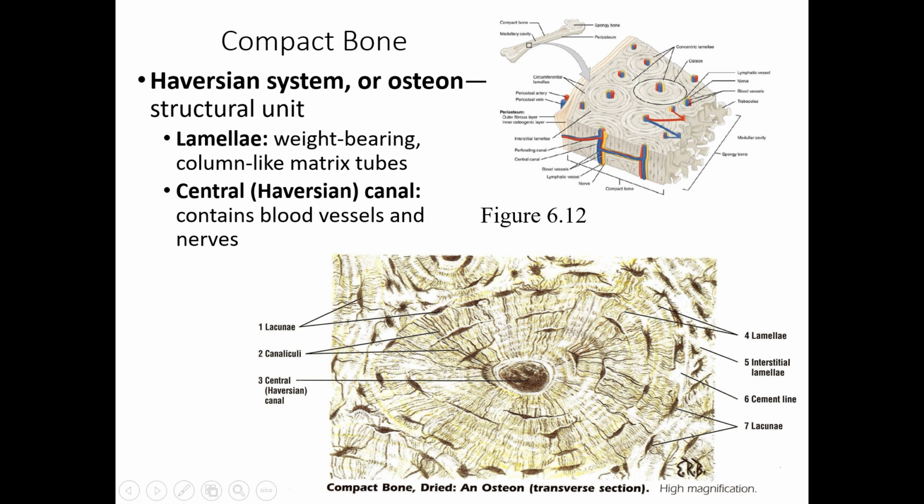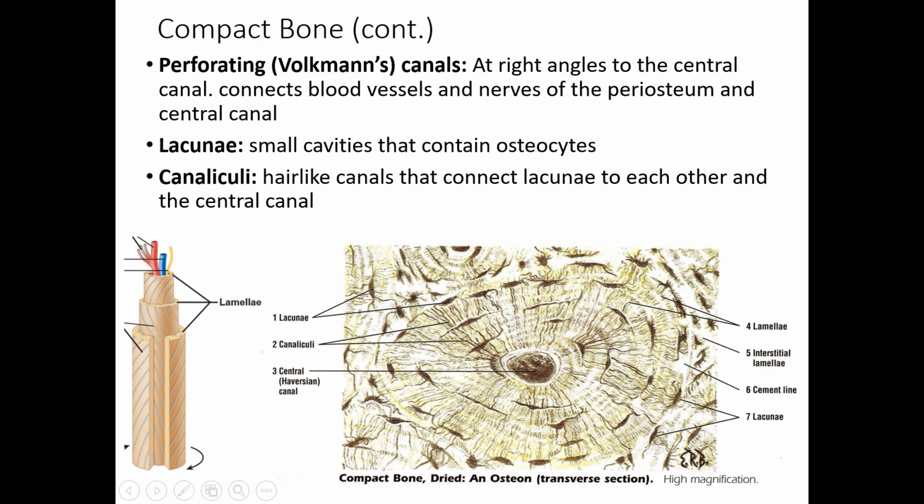And in the center there will be the Haversian canal, or central canal. Inside of it there will be blood vessels. Red one is an artery, blue one is a vein, and yellow one will be a nerve. And the blood vessels of one osteon are often connected to the central canal of another osteon, and those connections are called perforating or Volkmann's canals. So central canals are connected to each other.